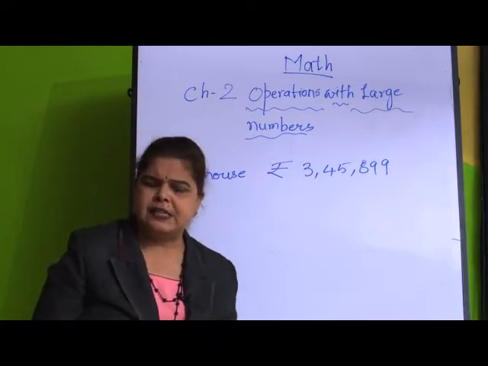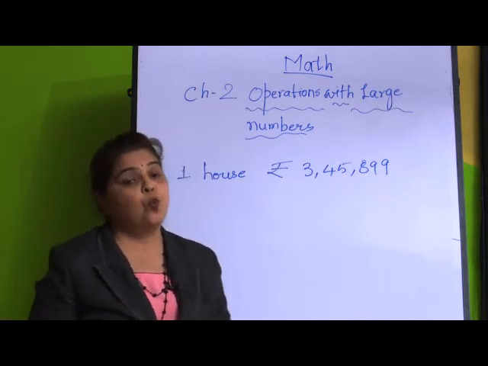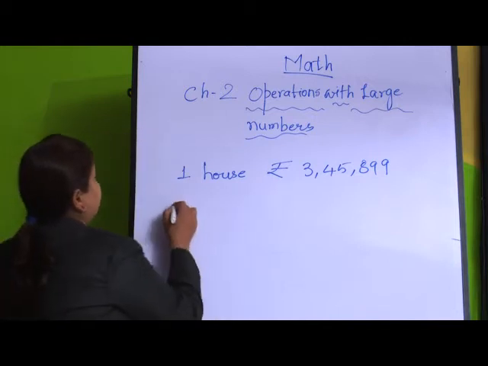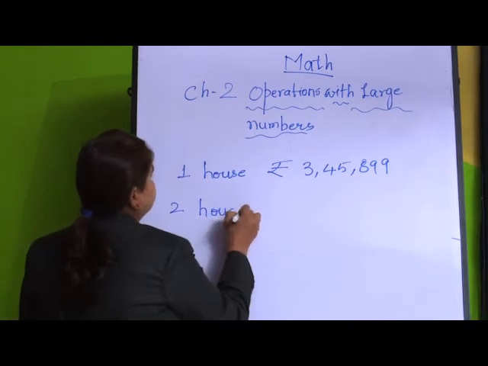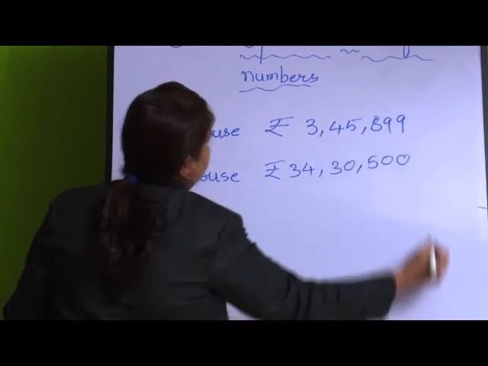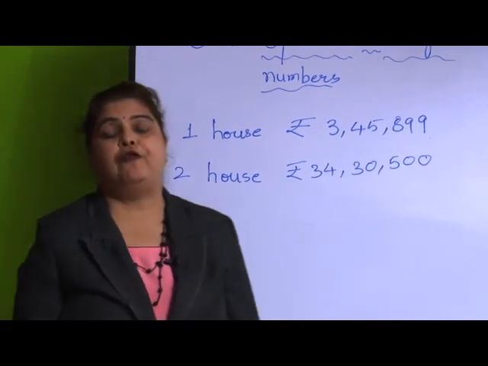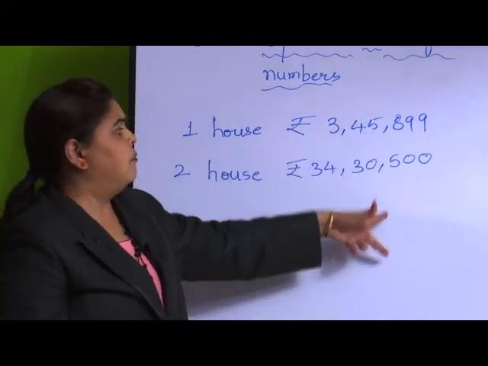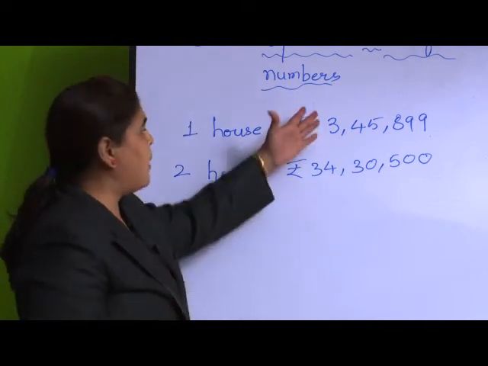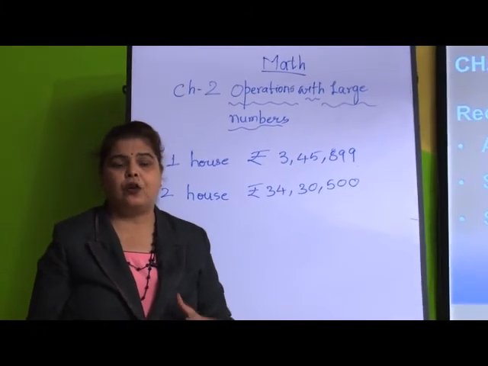Now, after 6 months, Rahul's father got a good opportunity and purchased one more house. The second house cost is 34 lakhs 30,500. Now, I told you to sit with your pencil and notebook. Tell me which house is more costly for Rahul's father.